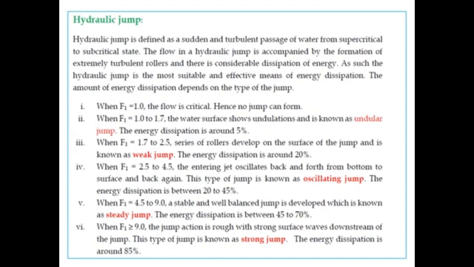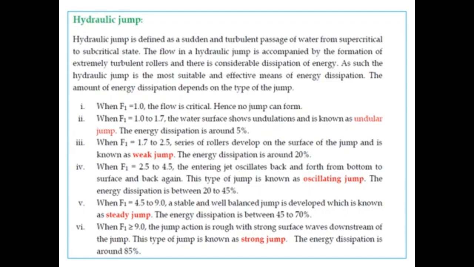You have studied hydraulic jump in your fourth semester chapter. Hydraulic jump is nothing but a sudden and turbulent passage of water when the water moving with a supercritical velocity changes to a subcritical state. That means it is a sudden rise in the water level when the flow comes from a supercritical state to a subcritical state. This sudden rise in water level is known as hydraulic jump. This generally occurs at the toe of the spillway.